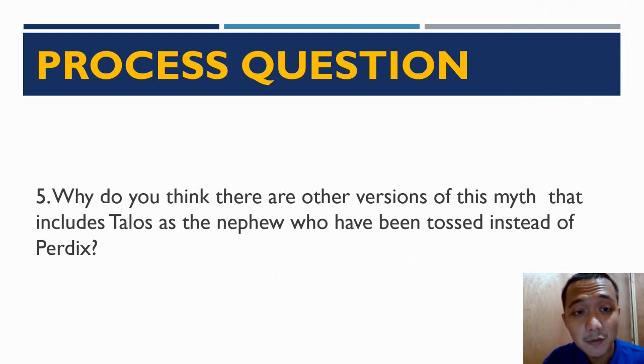And now, for the process question for that part of the text, why do you think there are other versions of this myth that include Daedalus as the nephew who had been tossed instead of Perdix? What is your top of mind opinion with regards to this question? Let's proceed to the next part.